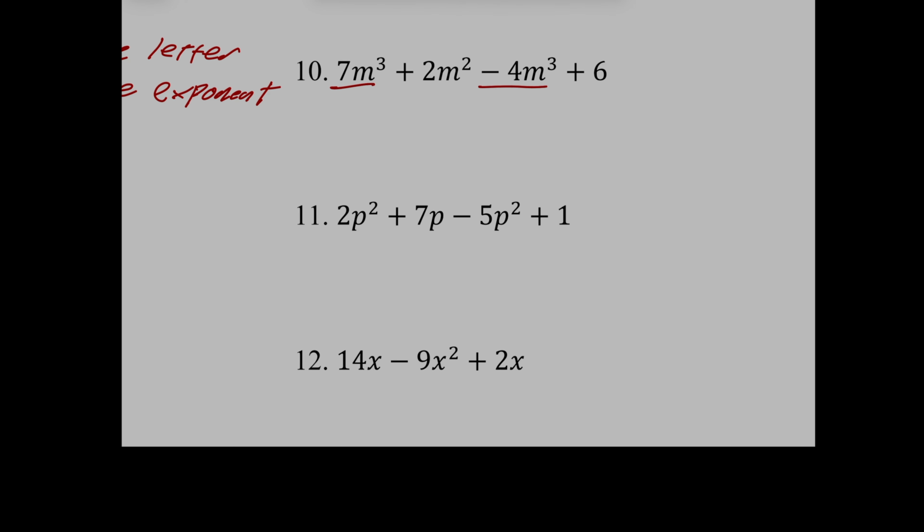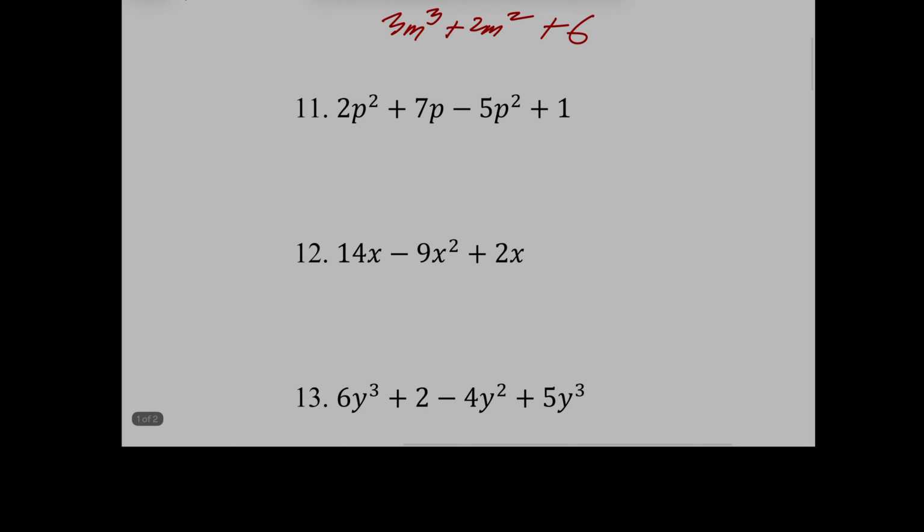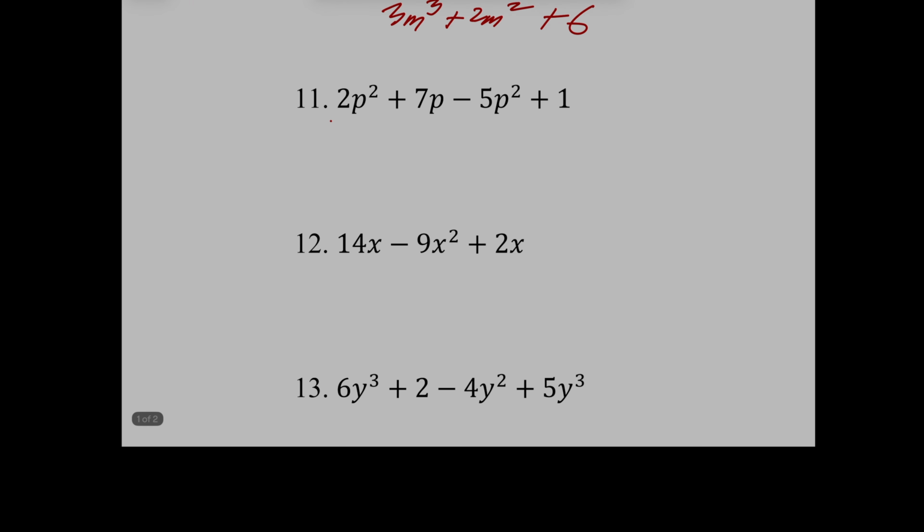7m cubed minus 4m cubed, positive 2m, positive 6. Make sure to say those positives and negatives. 7m cubed minus 4m cubed, that's a 3m cubed, plus 2m squared, plus 6, because they have nobody else to combine with. We only had those as like terms. Number 11, I have 2p squared. I have a 7p. I have a minus p squared. He's going to get a single underline like the 2. And this is just a number floating out.